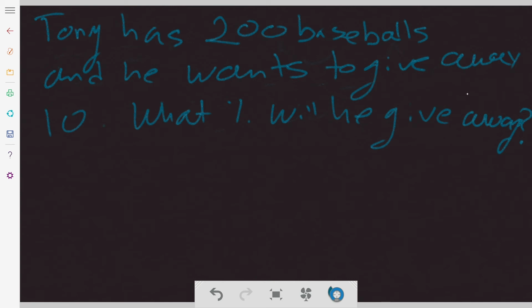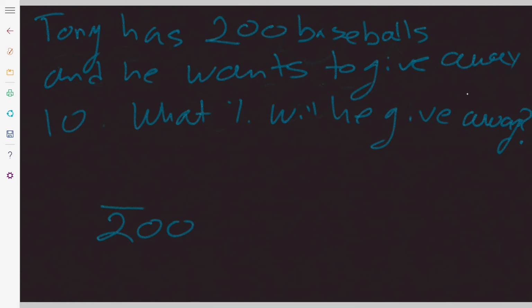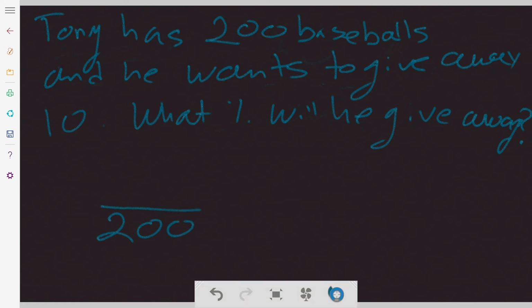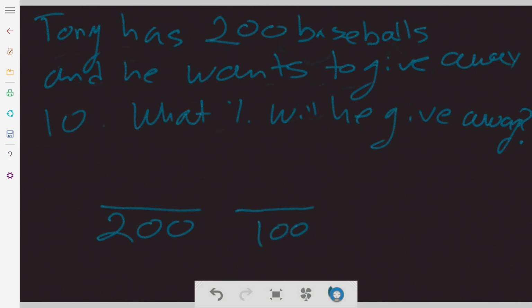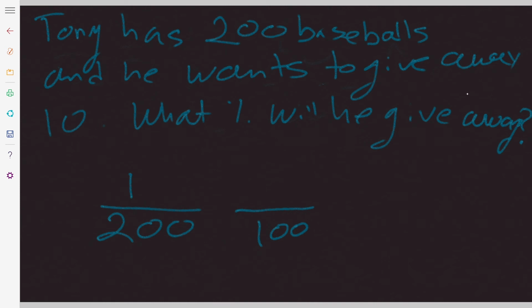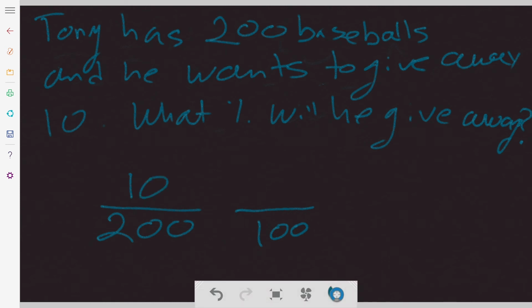So what we have here is 200. That is the whole entire baseball collection. The whole entire percentage collection of anything should be 100. So your denominator for both fractions will be 200 due to the baseball set and 100 due to the percentage set. And he's giving away 10. So we're going to put 10 on top as the numerator, and we need to figure out what percentage that is. So we're going to put an X right over here. An X is to symbolize that we don't know what that number is right now, but when we are able to algebraically play it out, we'll be able to find it. It's a placeholder for a number.